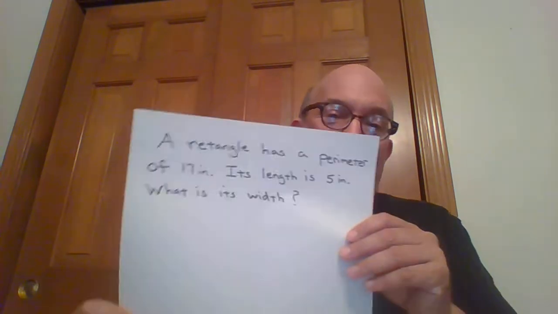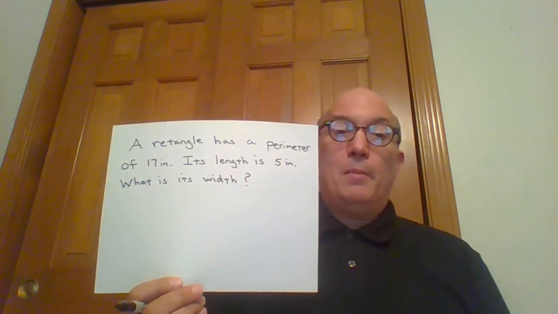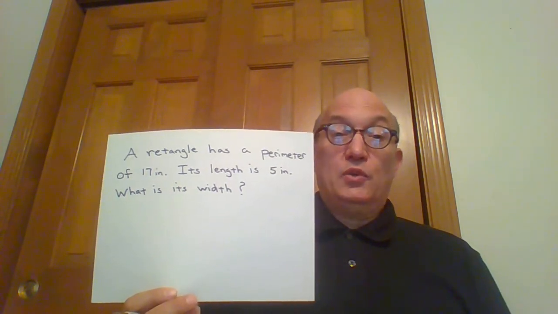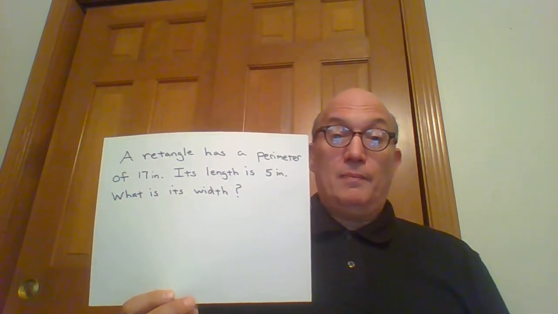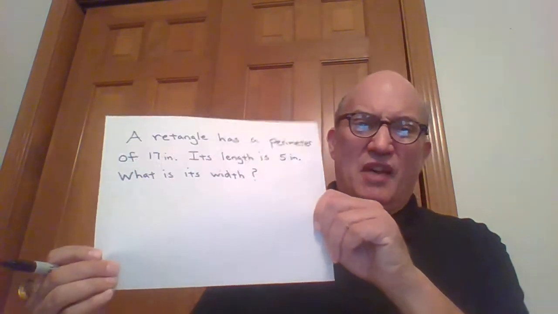Well, here's a pretty simple, I think, all of you should be able to handle this geometry word problem. But I'm going to show you how we can use a little bit of algebra to solve it. So we have a rectangle that has a perimeter of 17 inches.